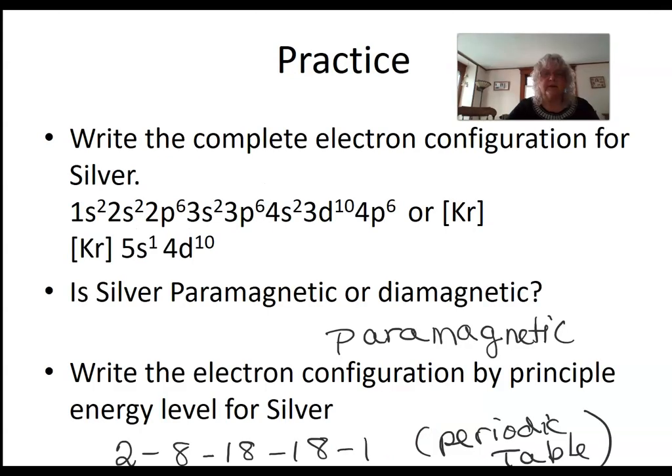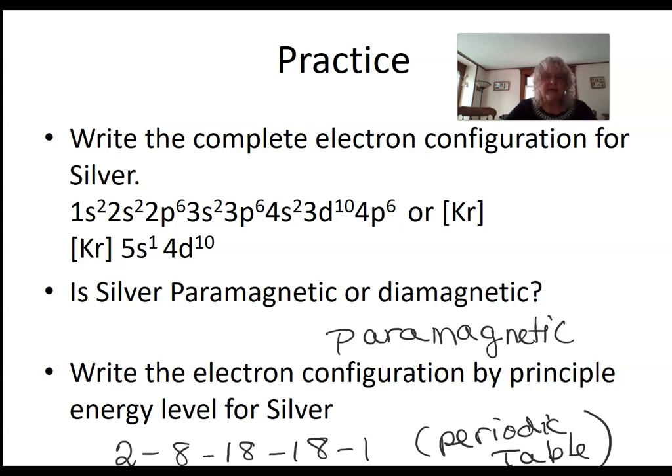And so it's a little easier to see, because I made a mistake. When I'm writing for silver, you can see that I wrote out through krypton: 1s2, 2s2, 2p6, 3s2, 3p6, 4s2, 3d10, 4p6. Instead of writing all that, I could just replace that with Kr. And then I would write the remainder of my electron configuration as Kr 5s1, 4d10.